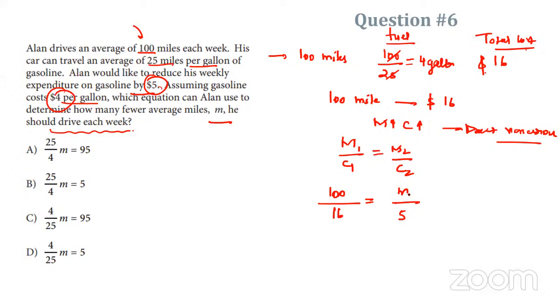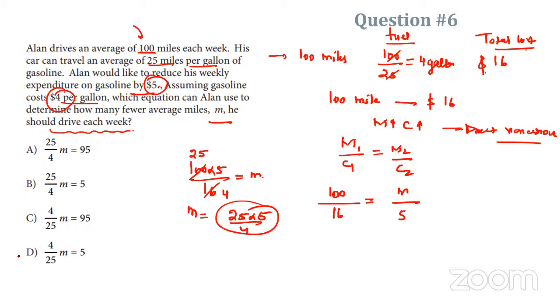M is nothing but the miles he was able to drive in $5. So the M value will come out by cross multiplying 100 into 5 over 16, and that is the value of M. So what is M? M is nothing but 100 into 5 over 16. If you want to simplify, you can simplify a bit, like 4, 4, 16, and this is going to be 25 times. So M is equal to 25 into 5 by 4. That is the value of M.